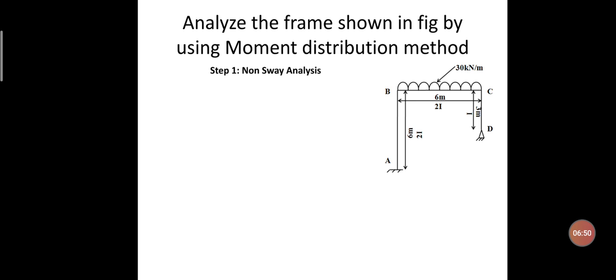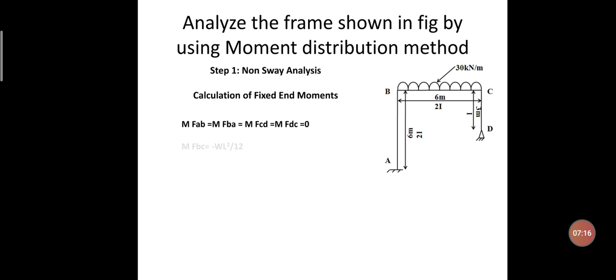So next, as we have discussed earlier in the procedure for solving sway frames, the first step is that we analyze using the non-sway condition first. In the non-sway condition, the first step is to determine the fixed end moments. As AB and CD are not loaded, the fixed end moments for AB, BA, CD and DC are equal to 0 since they are not loaded.